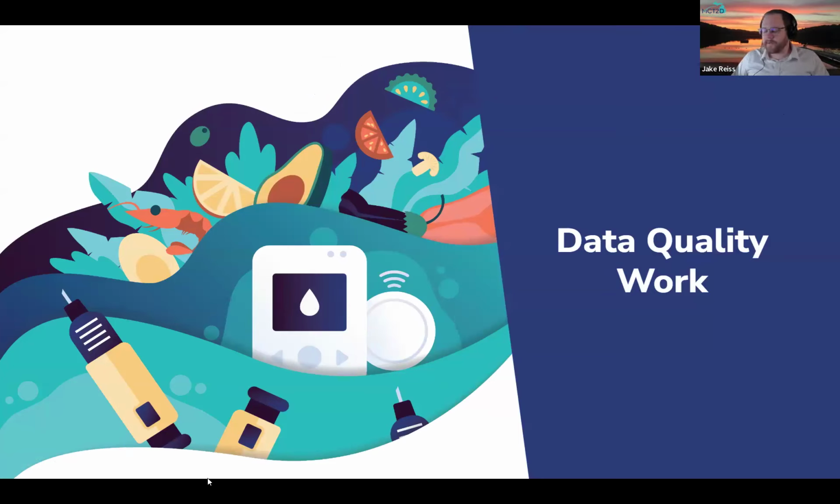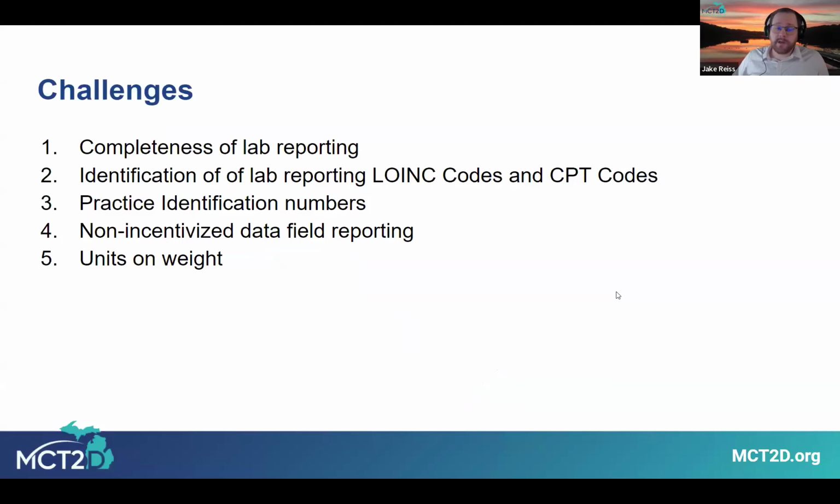So for the last part of our talk today, we're going to talk a little bit about some of the data quality work that's going on. And this will be pretty brief. Just to be clear, a lot of this work isn't really going to be at the level of the practice. A lot of it is going to be working between MCT2D, the Michigan Data Collaborative, and the POs as a larger entity. So, for example, one of the challenges that we have is completeness of lab reporting.